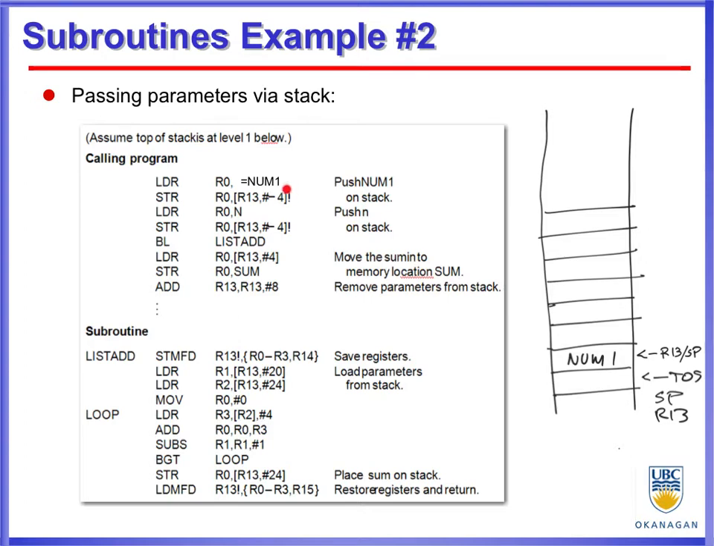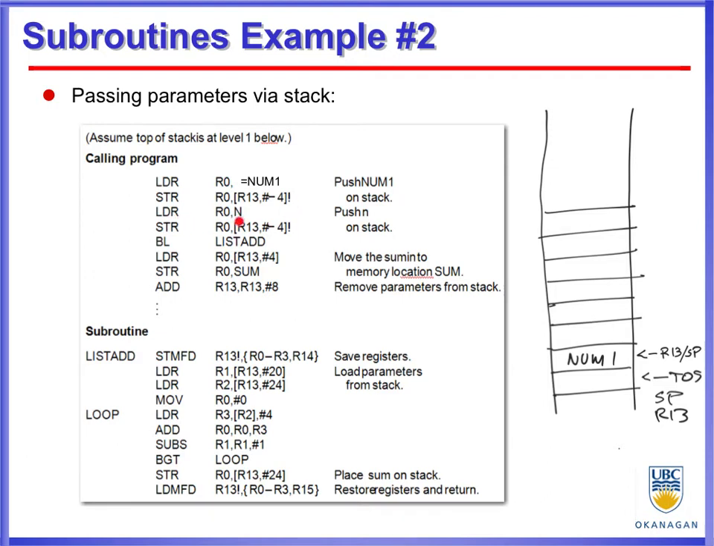Again, without this exclamation mark, the effective address would still be R13 - 4. It would still be the address for this memory location. So the contents of R0, num1, would still be stored here, but then R13 would still be pointing here. Okay? But with this exclamation mark, R13 gets changed to this address. So it's pointing here now. Okay? So that's pre-indexed with write back.